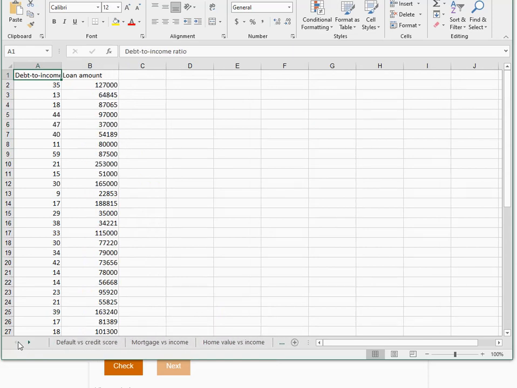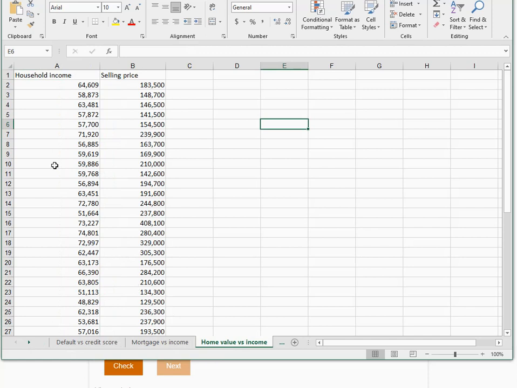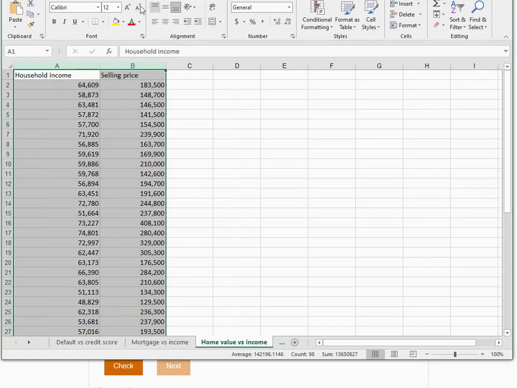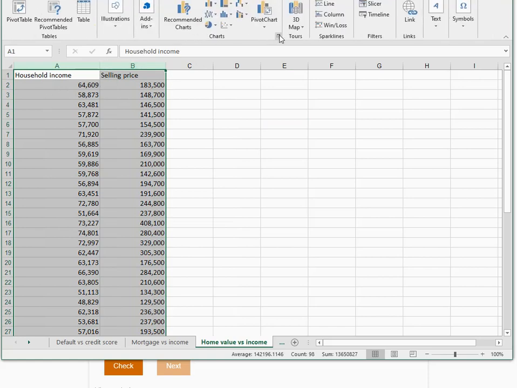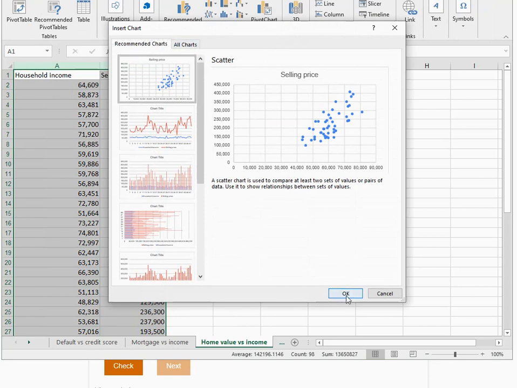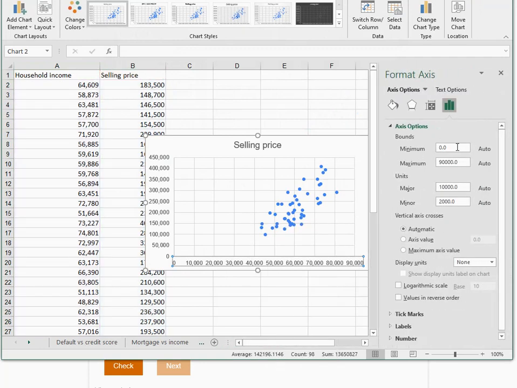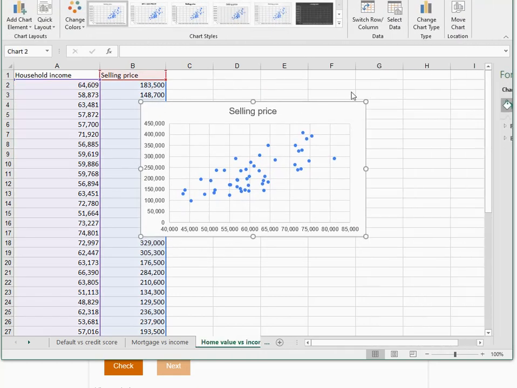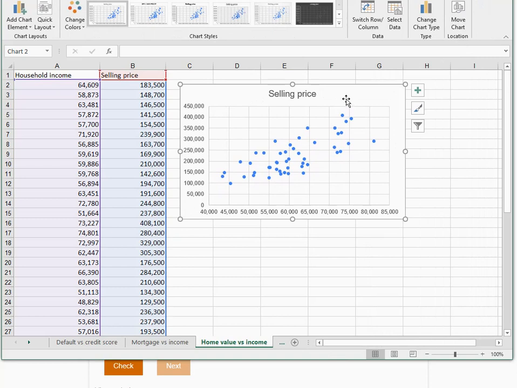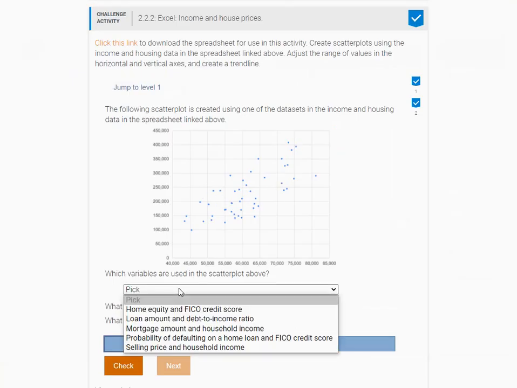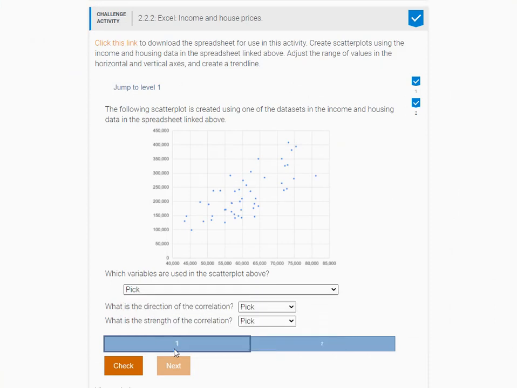So what I'm going to do is take household income and selling price, and create the scatter plot. I'm going to select the two variables, click on Insert, and create a scatter plot. Wow, look at that. I'm going to change the axis here to start at 40,000. Let's see, does this scatter plot look like what we're observing in ZyBooks? This was household income as my X and selling price as my Y. Yeah, it looks pretty good. So it was household income and selling price.